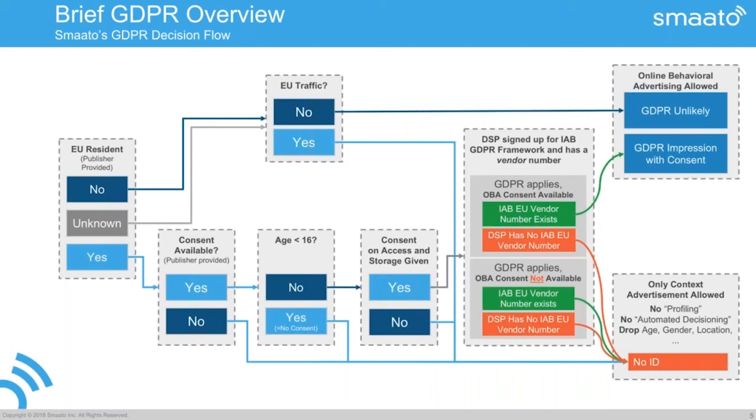Then, coming to the last column before the end, it checks basically if a DSP, any demand partner of ours, has actually applied on the IAB list.